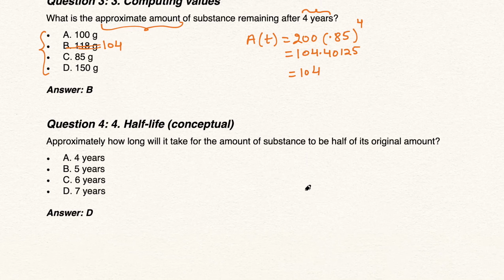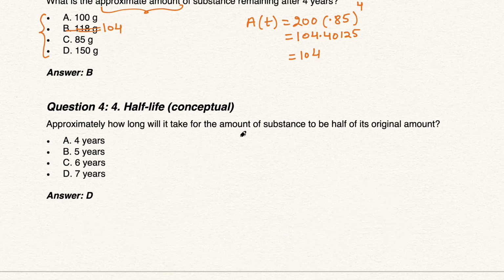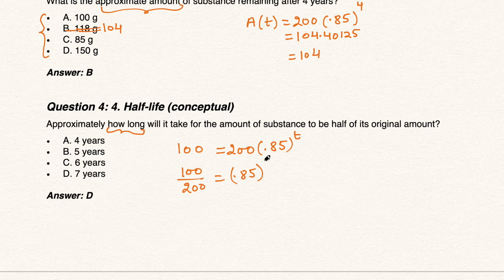Okay, half-life. Mostly you have heard this word. What is the half-life period of this radioactive substance? So half-life means the amount is half that of the initial amount. So what's the initial amount here? 200. So what will be the half of it? 100. 0.85, how long? Now time is needed. So dividing by 200 on both sides, 1/2 is equal to 0.85 raised to the power t.